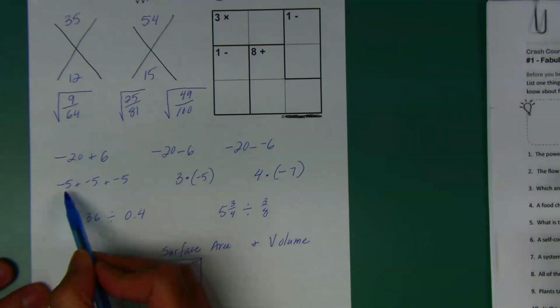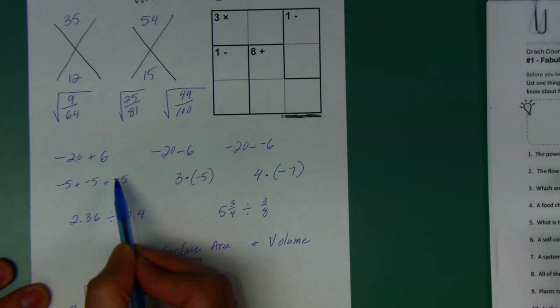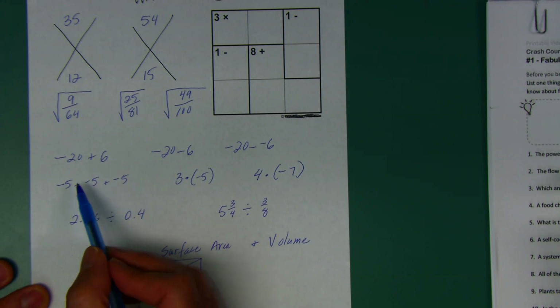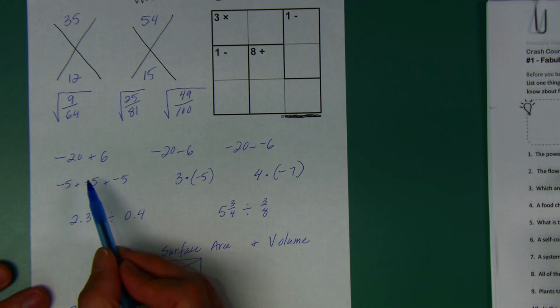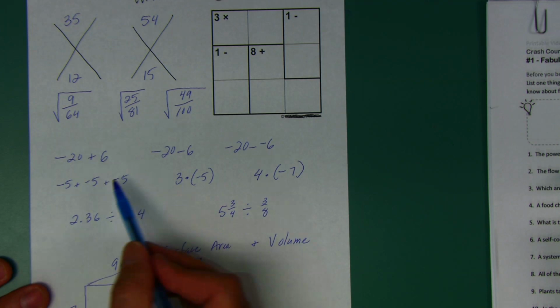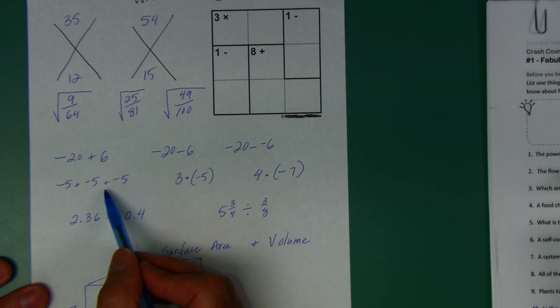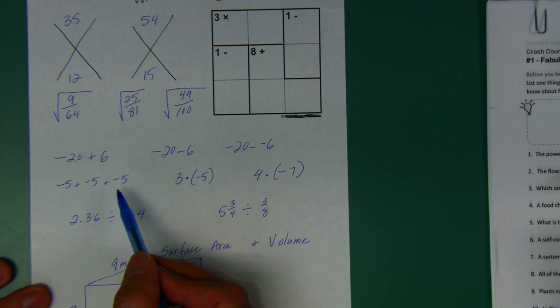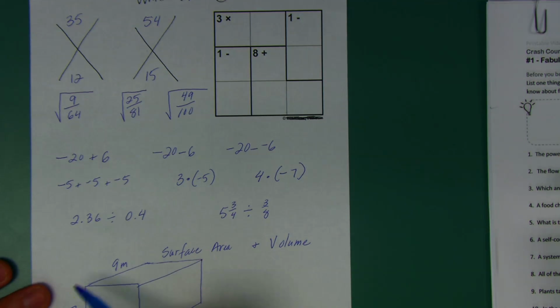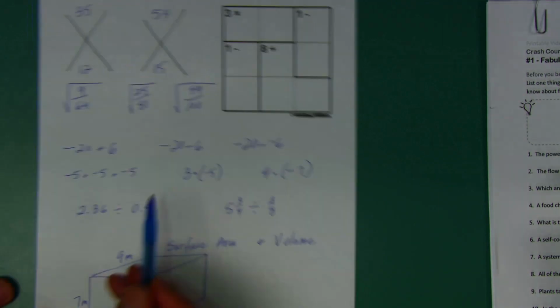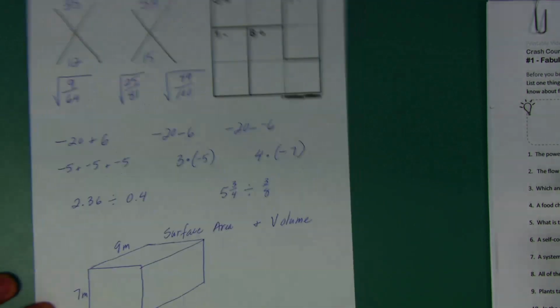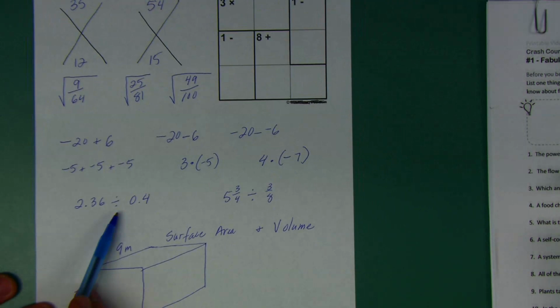If I add -5 plus -5 plus -5, really, that's like 3 times -5, right? We'll see what you think. Isn't that what multiplication is? It's repeated addition. See what you think about this and this, and then see if you can apply it to that. Okay? All right, then we got a couple of division problems, one with decimals.